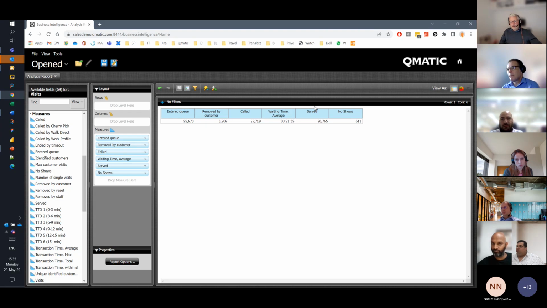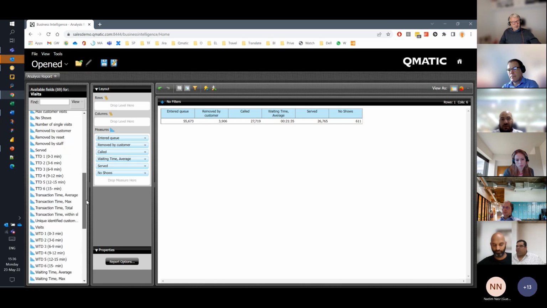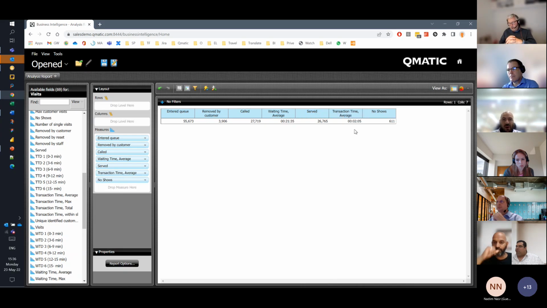Bear that in mind. So another metric we have here between called and served is how long it takes to serve this customer, and that is transaction time. So we have that one also. This is the average transaction time of those customers served. It's only 2 minutes and 5 seconds.